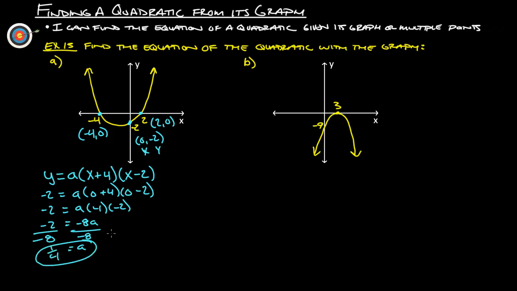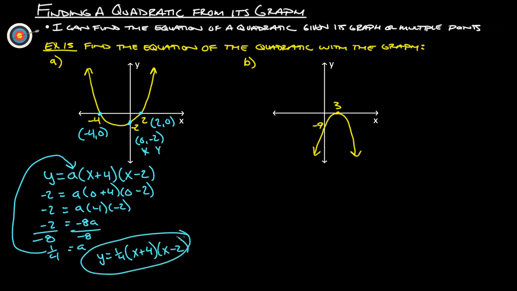1/4. Okay, so we're going to take that 1/4 and plug it back in for this a here. So our final equation here is going to be y equals 1/4 times (x plus 4) times (x minus 2). That is the equation for this parabola here.